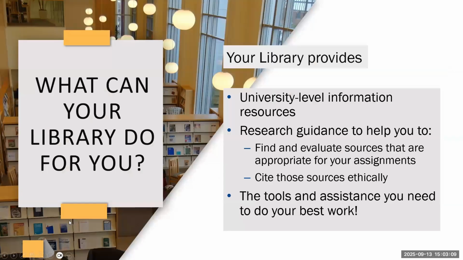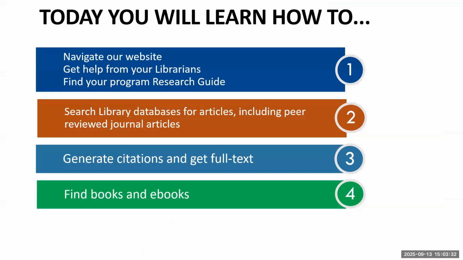You may be asking yourself, what can the library do for me? Your library provides valuable information resources for your university-level research and the guidance to help you to find and evaluate sources that are appropriate for your assignments. We can also show you how to cite those sources correctly. In this session, we will look at the services, online resources, and knowledge that our library has to offer.